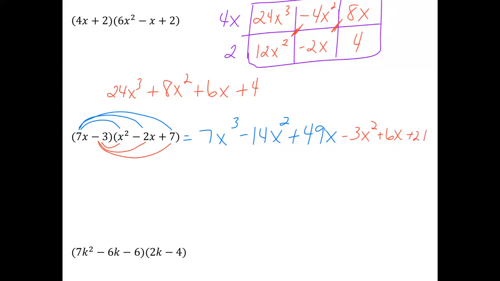Now, here again, if you're a box user, you'll notice that what I have in blue would have been probably your top line, and what I have in the reddish color would have been your bottom line. Again, just a different organizational strategy. Putting it all together, we're still going to combine like terms. So we get 7x cubed, minus 17x squared, plus 55x plus 21.